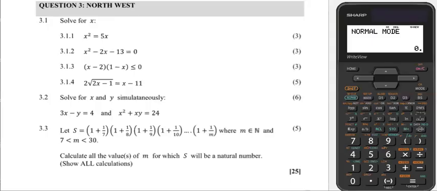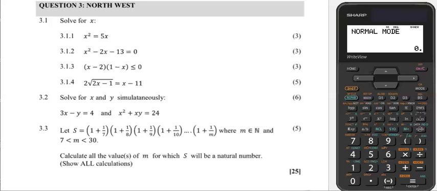All right, so this is northwest. If we look at that one, it will be easy because you just transpose: x squared minus 5x equals 0. The common factor is x. Then you end up with x minus 5 equals 0. From here, you know what to do, correct? Yes. All right, it's like the previous one.